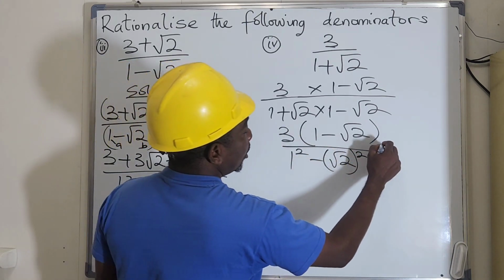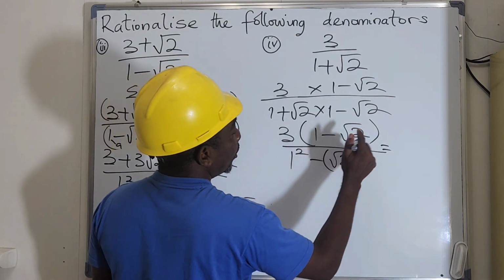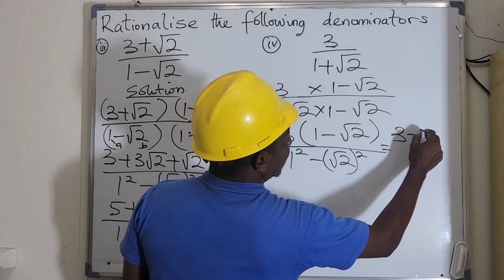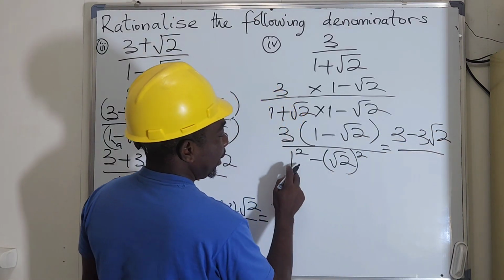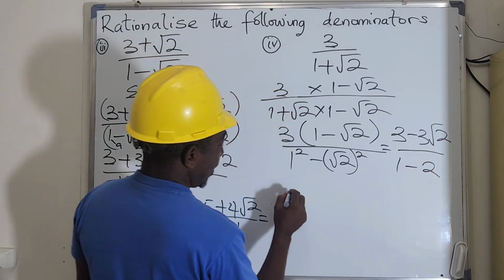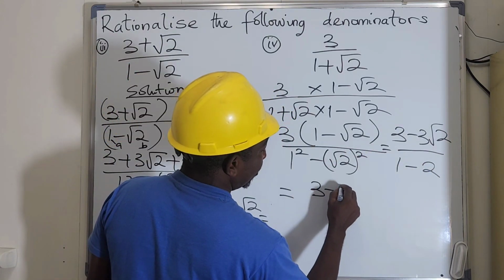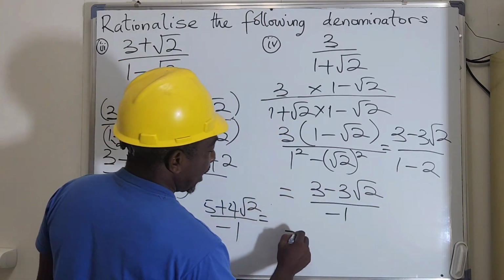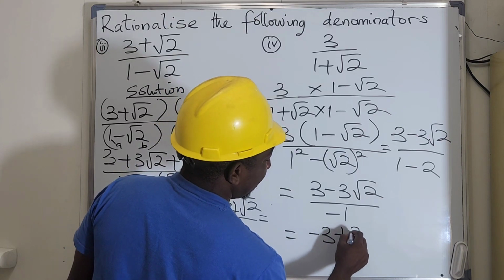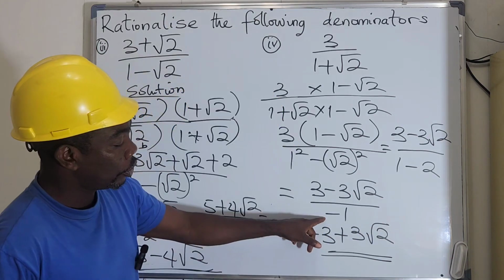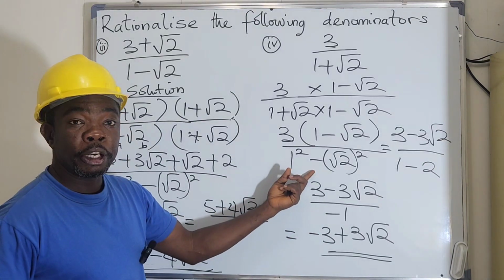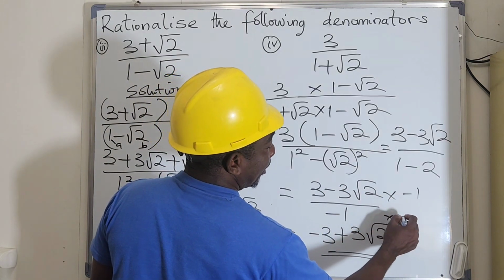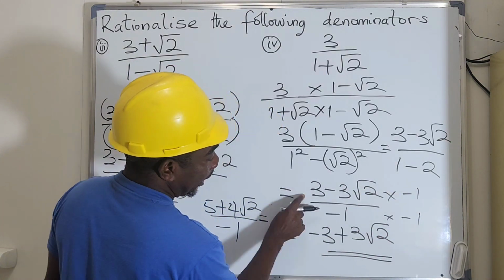So this becomes, we have 3 times 1, we have 3. Then we have 3 times minus root 2, we have minus 3 root 2 all over. This is 1 minus 2, and that becomes 3 minus 3 root 2 all over minus 1. And this is the same thing as minus 3 plus 3 root 2, because we are multiplying the numerator and the denominator by minus 1. So minus 1 will go here, 3 is minus 3.